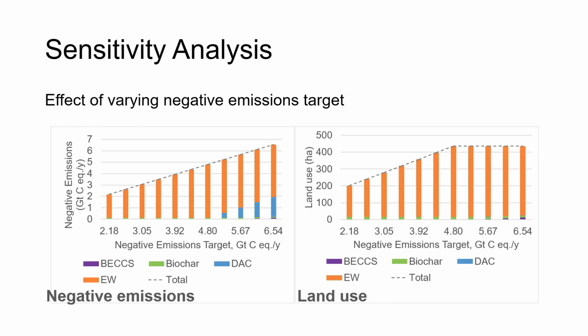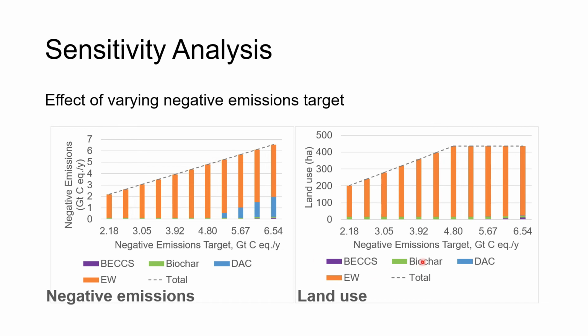Next, we try to see the effect of varying the negative emissions target on the NETs portfolio and also its effect on the resources. The figure on the left shows the effect of varying the negative emissions target on the NETs profile. Beginning with the low targets, only EW and biochar are initially selected until up to a target of 4.8 gigaton carbon equivalent per year. To further satisfy the increasing negative emissions target above this value, the model eventually taps DAC and BECCS. And we can see that throughout the varying target, EW is given the highest priority among the NETs.